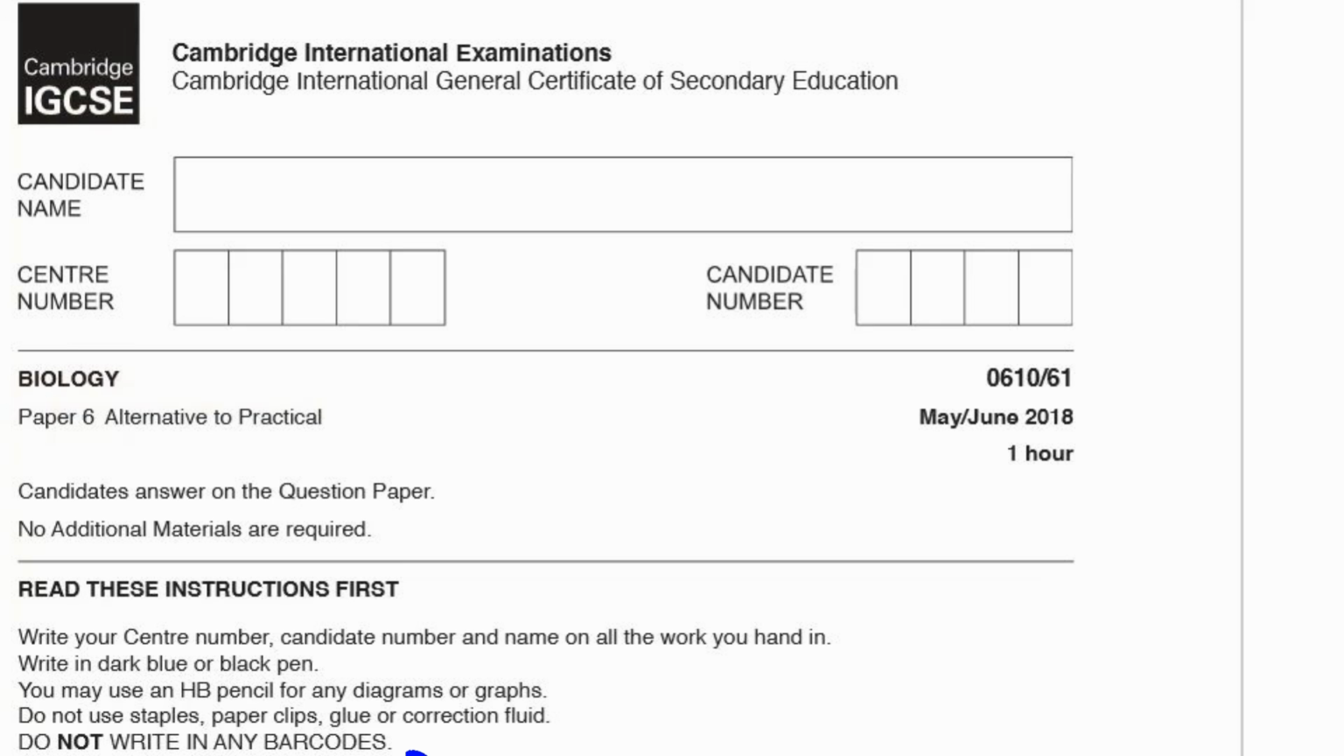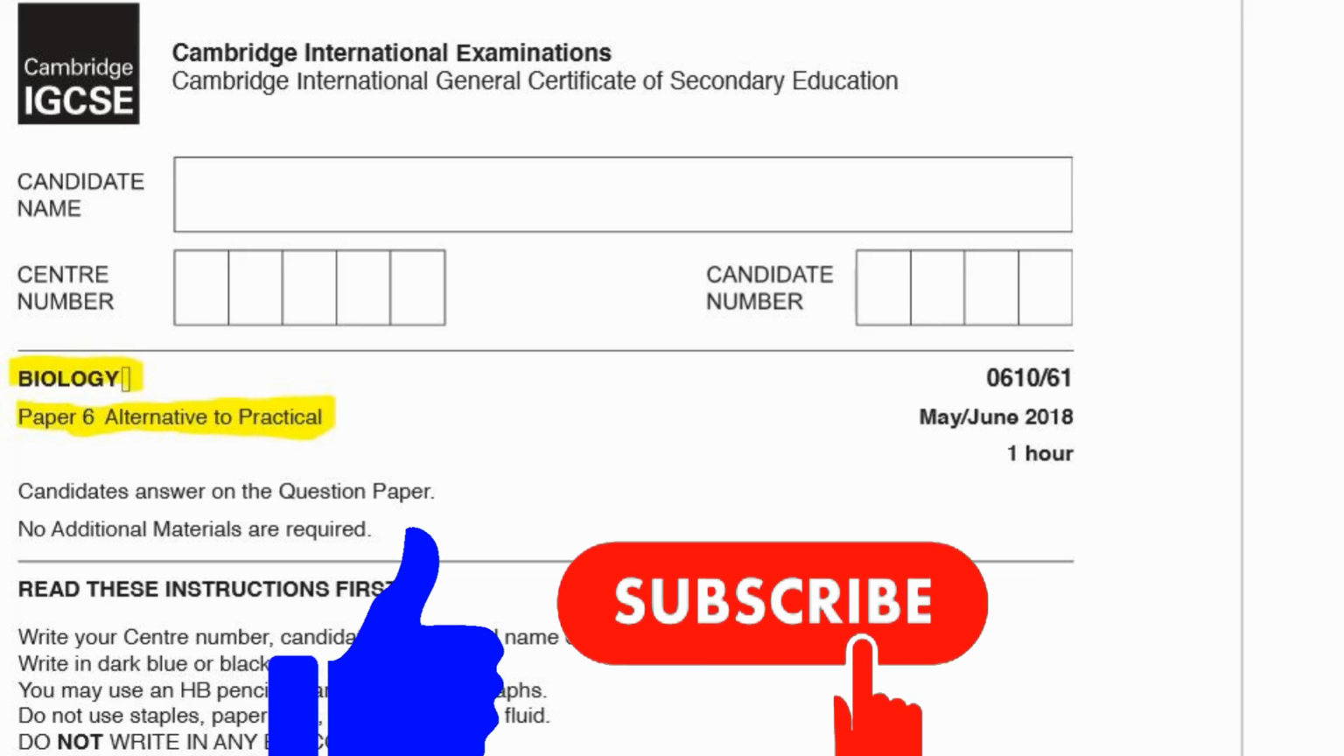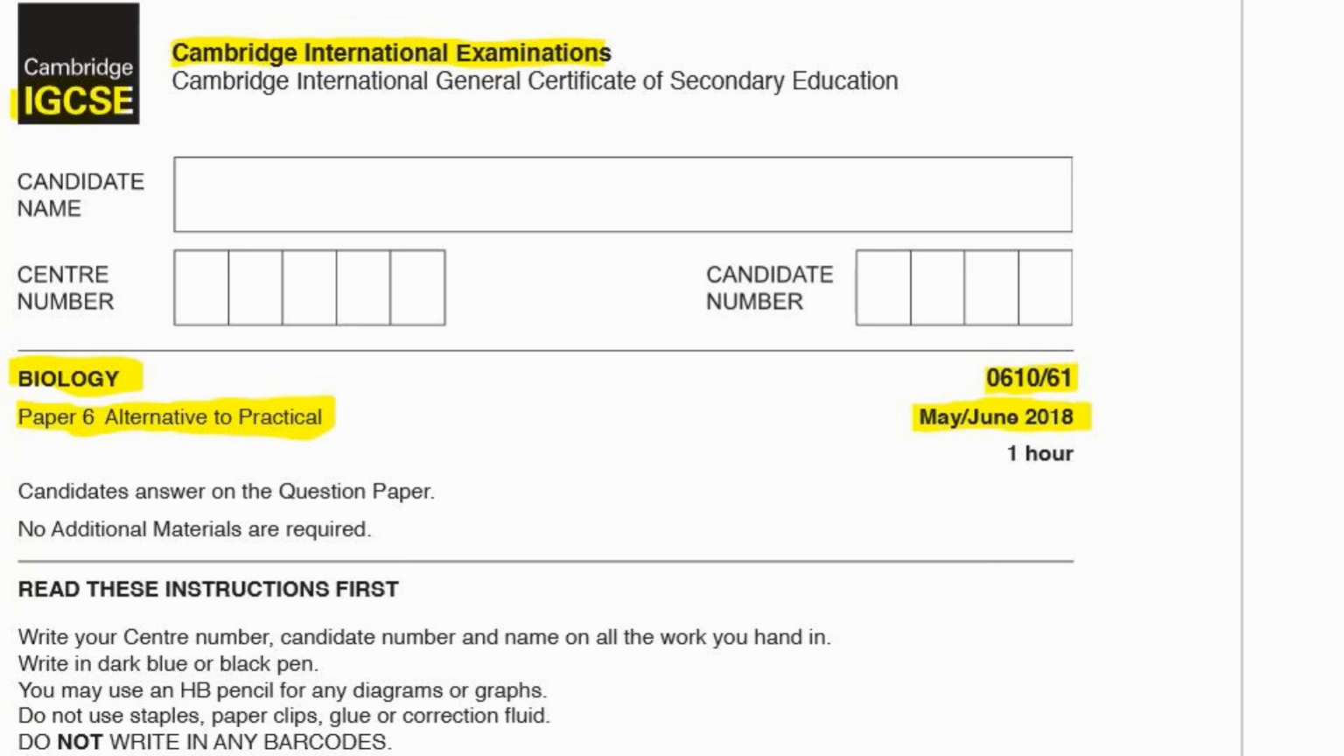Okay, today we're going to look at paper 6, which is the alternative to the practical for biology. And that's for IGCSE, which is from Cambridge International Examinations, CIE. And that's from May-June 2018, and the code is 0610/61. All right, let's get started.